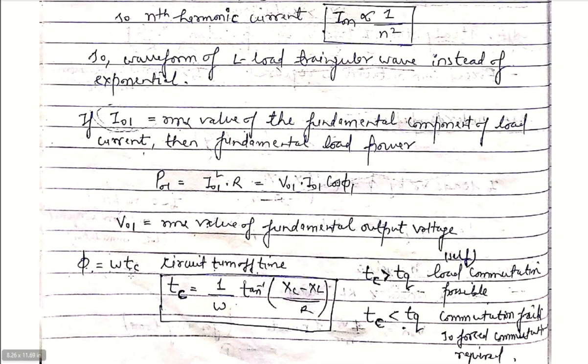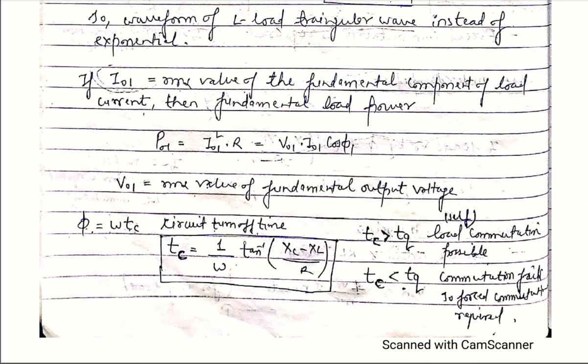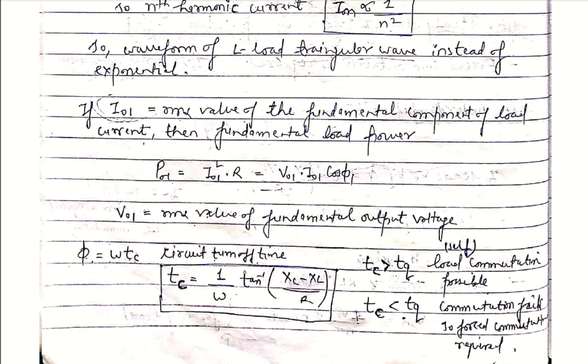And phi, which is the power factor angle of the load, equals omega Tc. What is Tc? Tc is the circuit turn off time. This circuit turn off time is defined as the duration for which the thyristor is in reverse bias. So the thyristor is in reverse bias for up to Tc time, which is the circuit turn off time. In the above case we see that the diode is conducting for the angle of phi. When diodes are conducting, thyristors are switched off, so thyristors are applied a reverse bias voltage up to an angle of phi. So phi equals omega Tc.